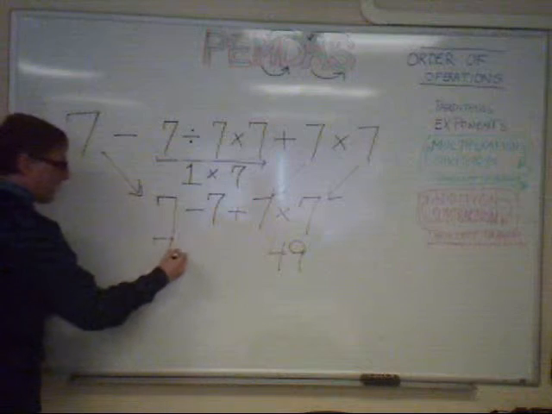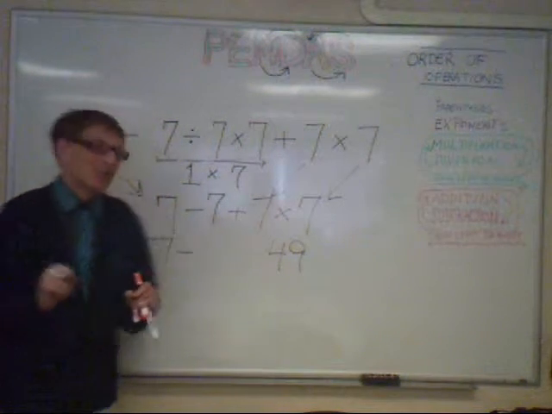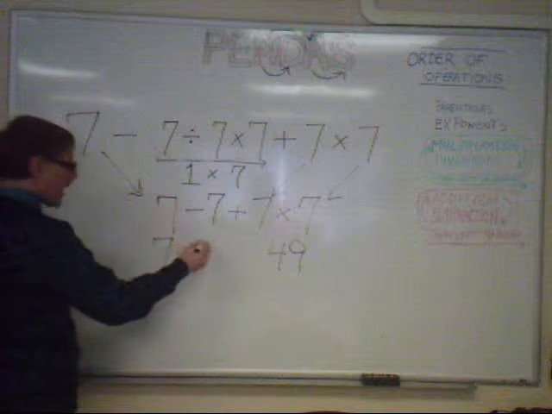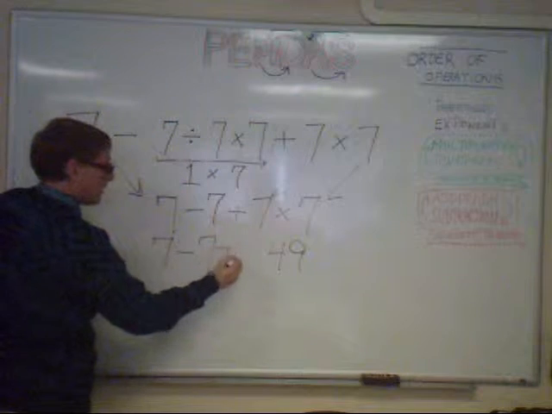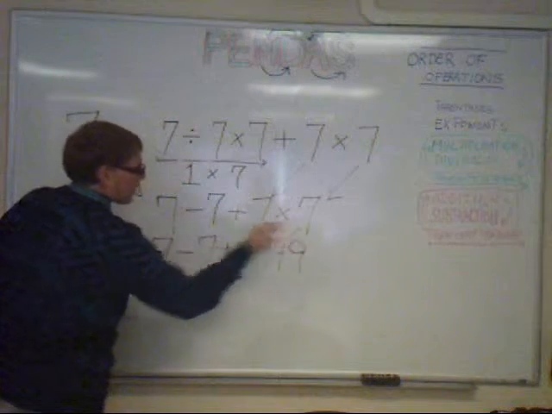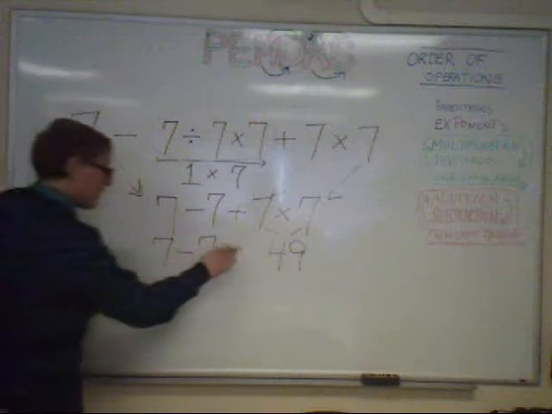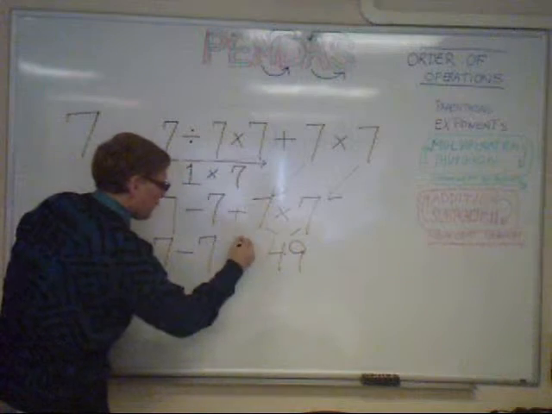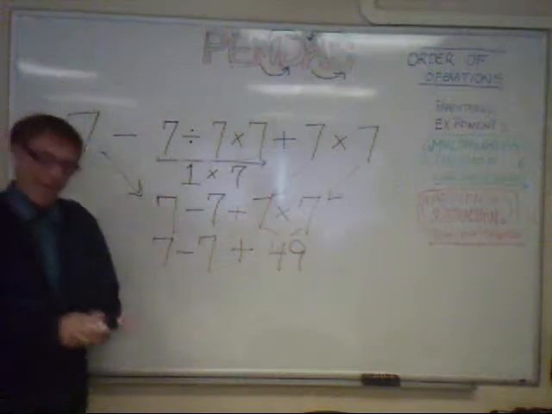Everything else comes down. Multiplication always comes before all addition and subtraction, as does division. So I have 7 minus 7 plus 49, because these two 7s multiplied, they were taken into consideration. So now, let's move that plus sign over. Now I'm just left with addition and subtraction.